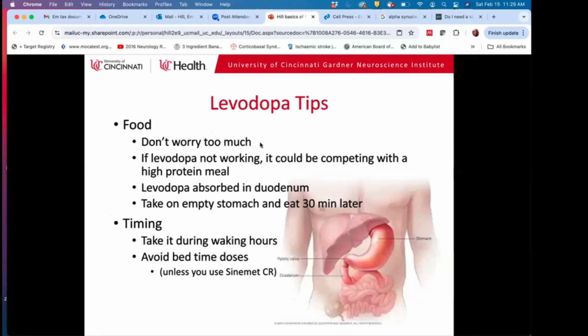Some general tips for levodopa. People ask me this a lot. Okay, do I have to take it on an empty stomach? The answer is don't worry about it too much. Technically, yes, an ideal situation is the stomach is empty, you take the pill, and then 30 minutes later you eat. That's an ideal situation. That's not required. Some people need the medication pretty frequently and they're so stressed out about trying to take it on an empty stomach. I said, don't worry about it, guys. Don't let it rule your life.